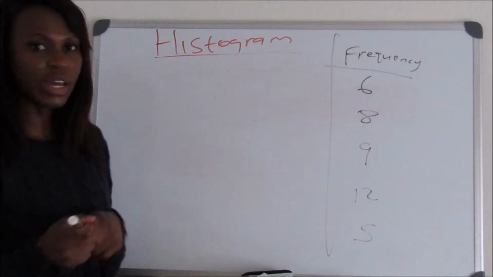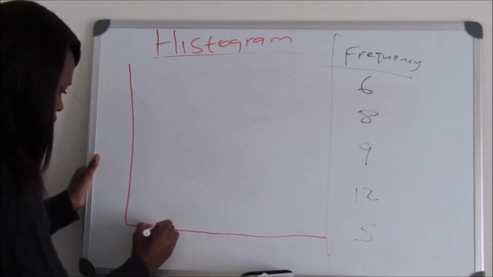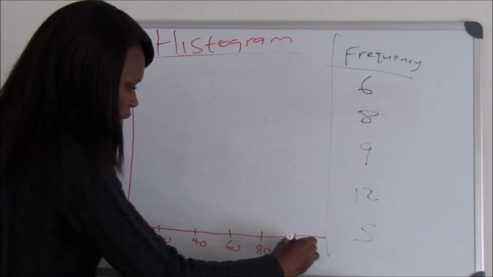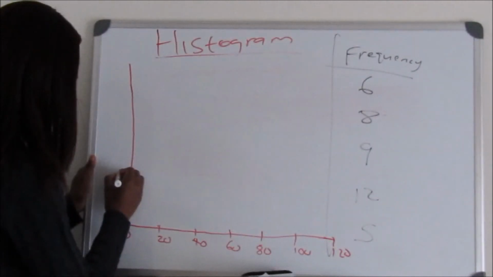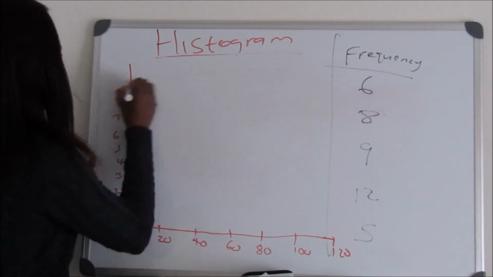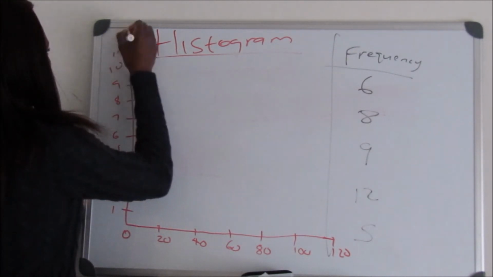So when I draw this histogram, I'll just do a rough sketch because I do not have the equipment to draw this to scale. So this one will be 0, 20, 40, 60, 80, 100, and 120. Then this side will be 1, 2, 3, 4, 5, 6, 7, 8, 9, 10, 11, and 12 there.